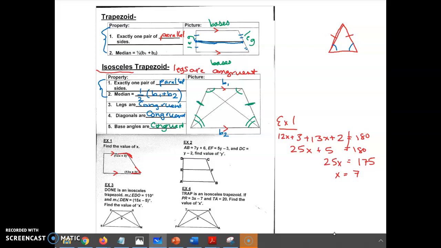Now, example 2, we're just going to skip it. You guys can just draw a line through it. We are not going to get into all of that long distance. All right, so let's go ahead and jump right to 3.